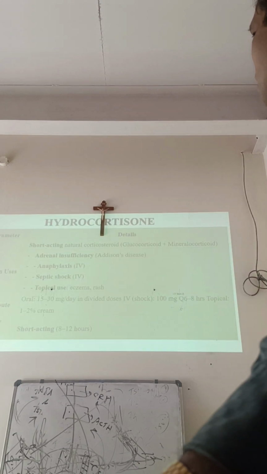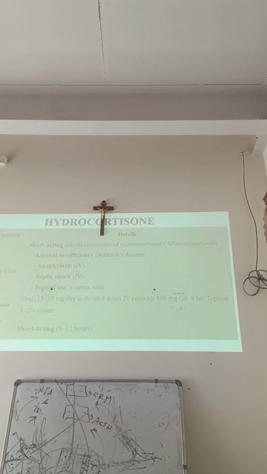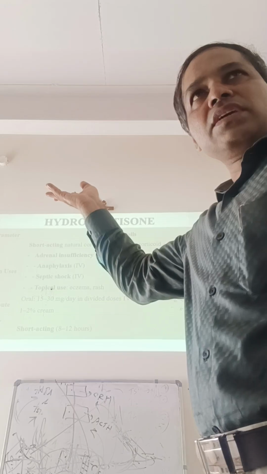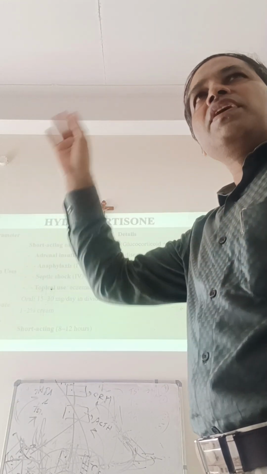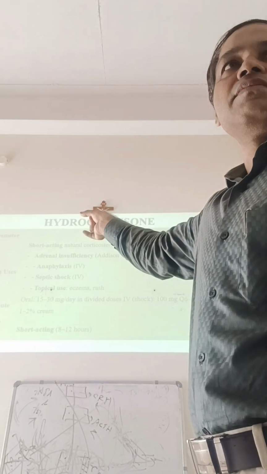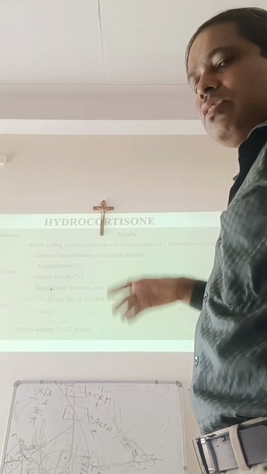Little bit different, meaning: class, short acting. Uses: adrenal insufficiency, anaphylaxis, septic shock. Topical use is also possible, ointments, gels, creams, lotions are available, so you can use it on the skin. So orally is available, topical is available. Duration is short acting, 8 to 12 hours. That's all for hydrocortisone. Otherwise, everything I told previously, same thing you write: pharmacological action, adverse effects, contraindications, everything is the same. The drug is different. This is short acting, a single drug, so nothing else to tell.